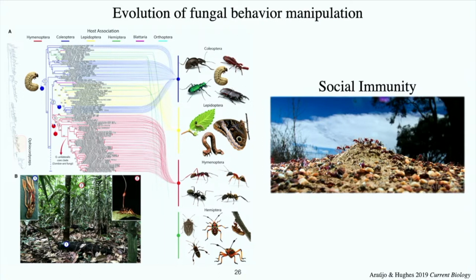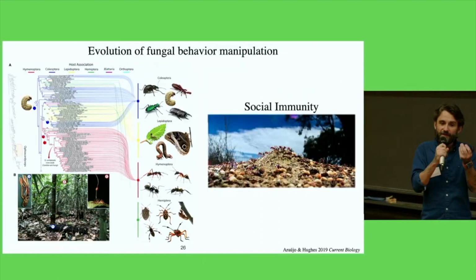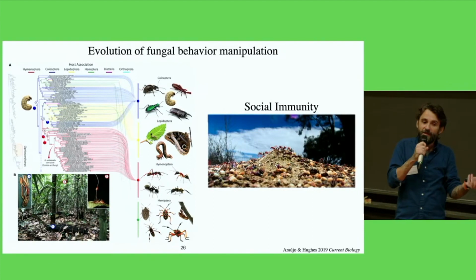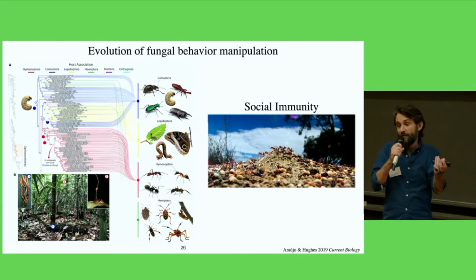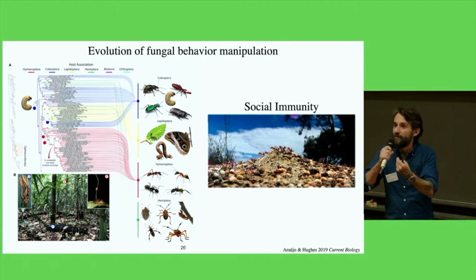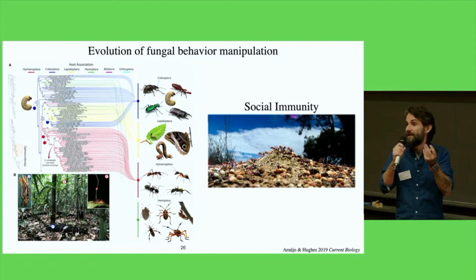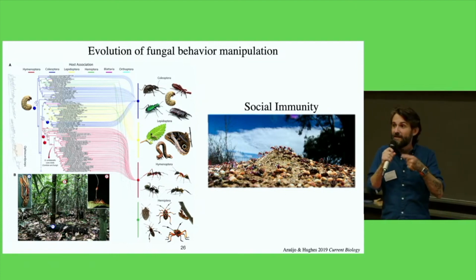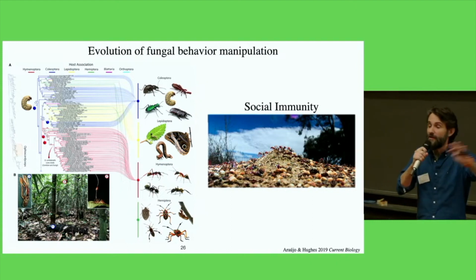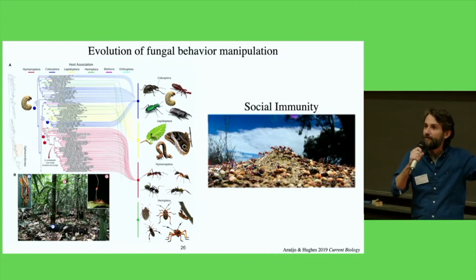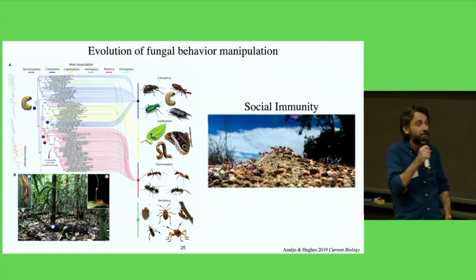So our hypothesis was that once this ancestral fungus jumped from beetle larvae to the ants, it found this social immunity, so it couldn't develop in time. The ants would recognize the infected ants and stop the fungal growth, because they rip the ants apart and the fungus eventually dies.